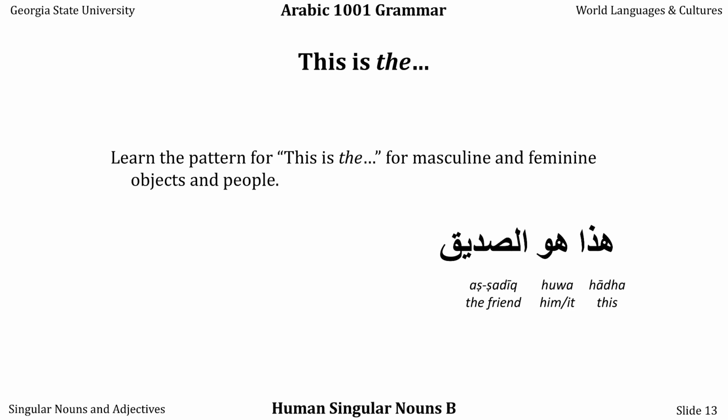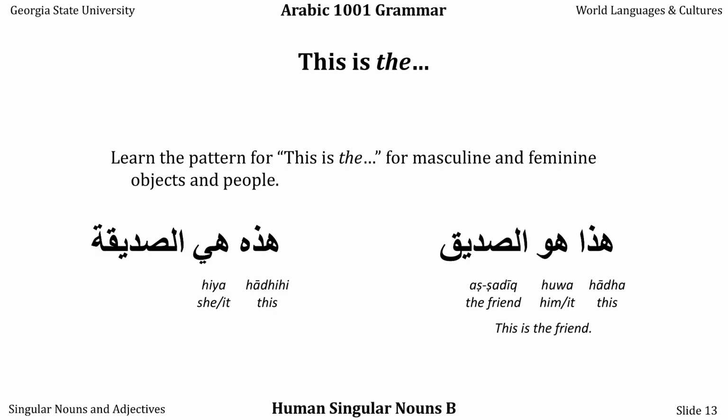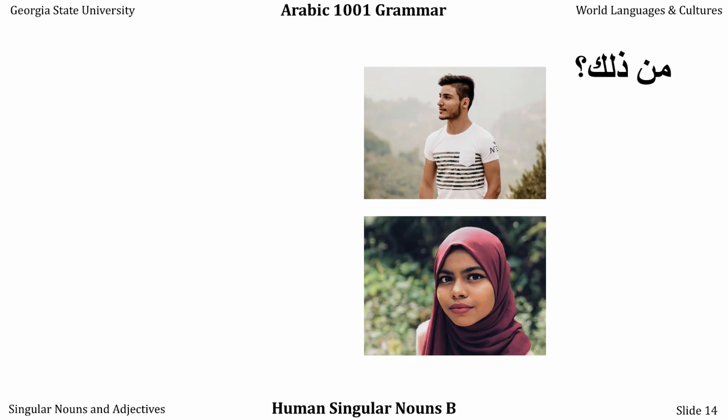For a woman or for a feminine object, we say hadhihi hiya as-sadiqa. This is her, the friend. Hadhihi hiya as-sadiqa. In English, this is the friend. Notice that Arabic nouns usually give you the gender of the person in a way that English typically does not. And let's end with two more words.